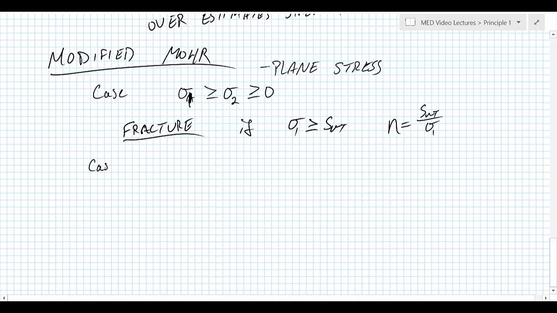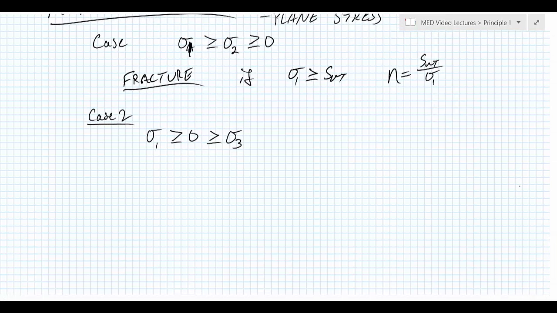Case 2 would be when one of the principal stresses is positive, and one of them is negative. So we've got a sigma 1, which is greater than 0, and we've got sigma 3, in this case, which is less than 0. So again, talking about plane stress, one of the principal stresses has to be 0. This is the case where we need a modified Mohr and where the one from before was inaccurate. So modified Mohr says that this will fracture, that is, it will have brittle failure if this is true.